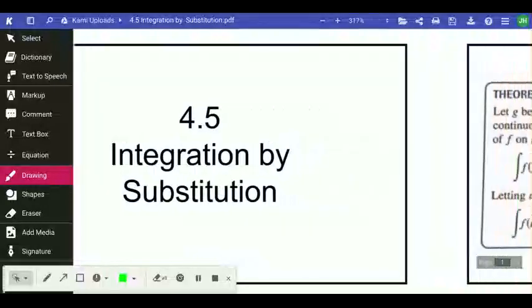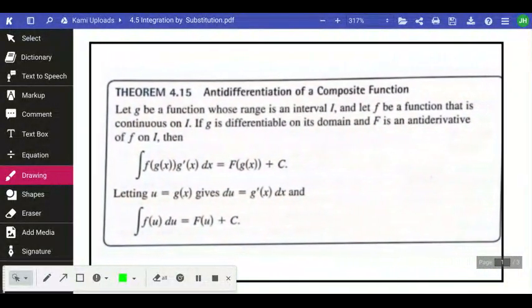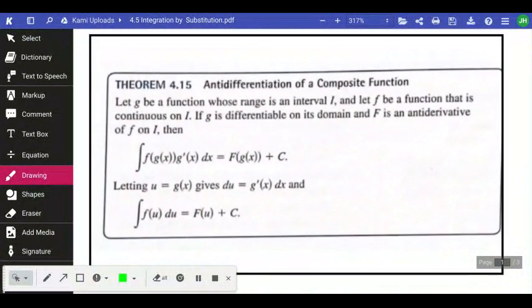4.5, integration by substitution. Okay, so a little fuzzy. We have anti-differentiation, which is a reminder that that word also means you're integrating. Those are interchangeable for the same thing. Of a composite function, meaning a function inside another function. So remember when we did derivatives of composite functions, we called it chain rule? Essentially, we are opposite chain ruling.